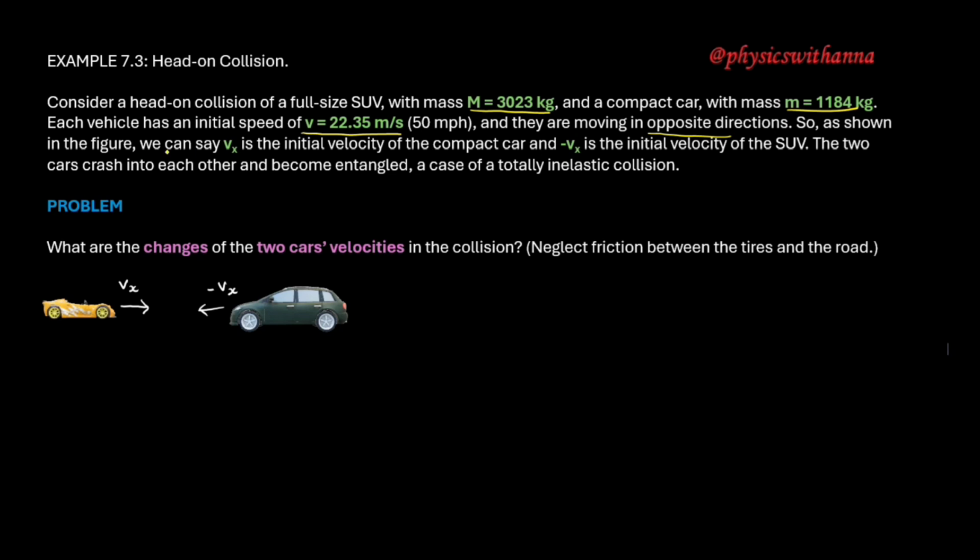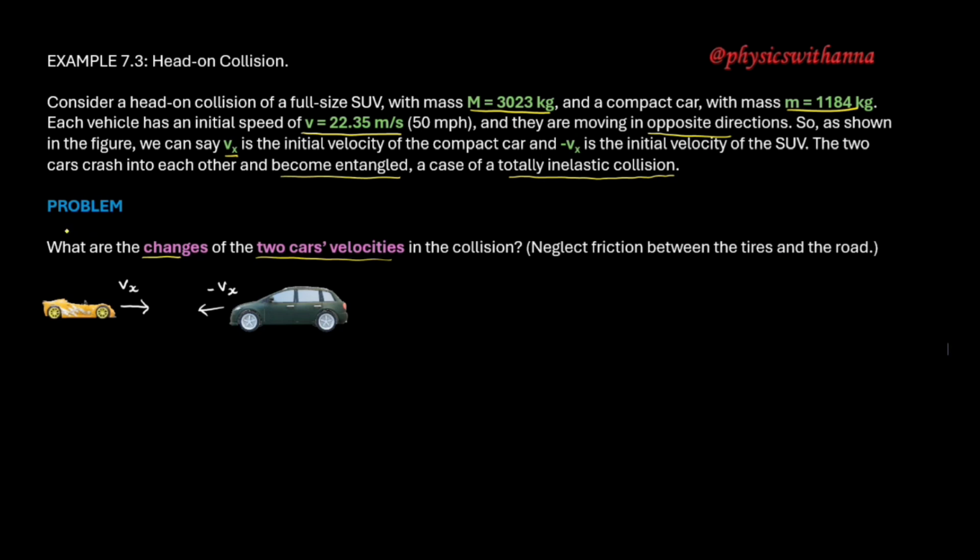So as shown in the figure, we can say Vx is the initial velocity of the compact car and negative Vx is the initial velocity of the SUV. The two cars crash into each other and become entangled, a case of totally inelastic collision. What are the changes of the two cars' velocity in the collision? Neglect friction between the tires and the road.